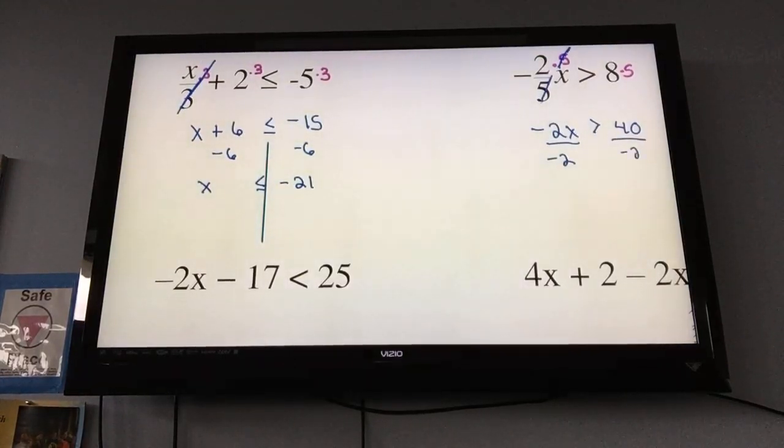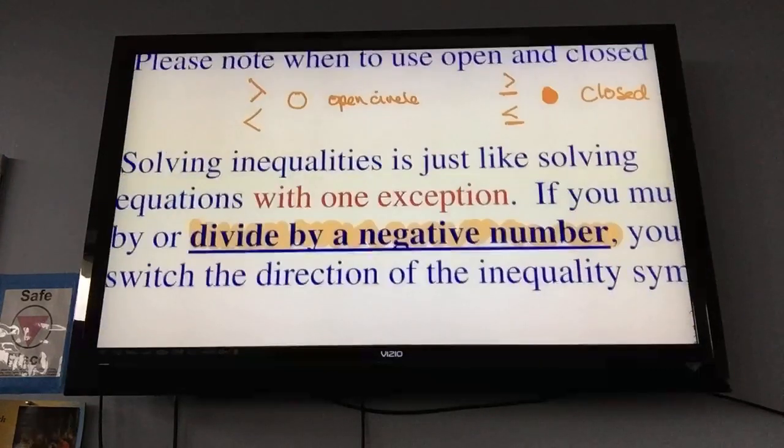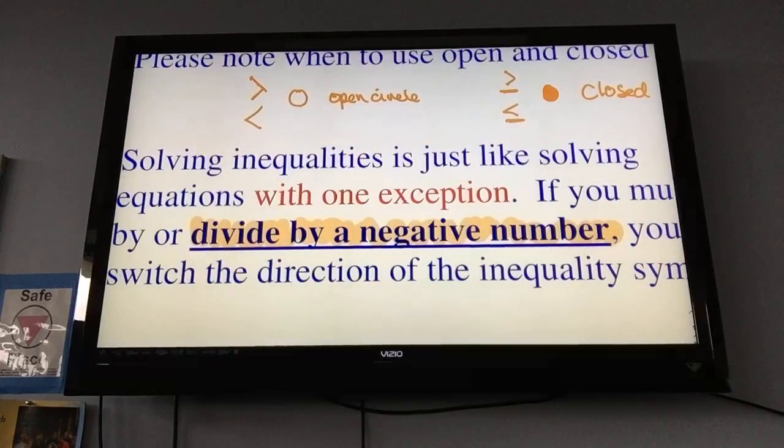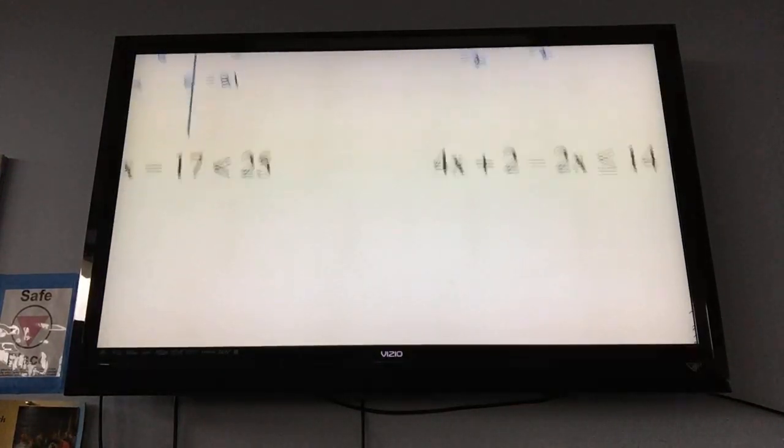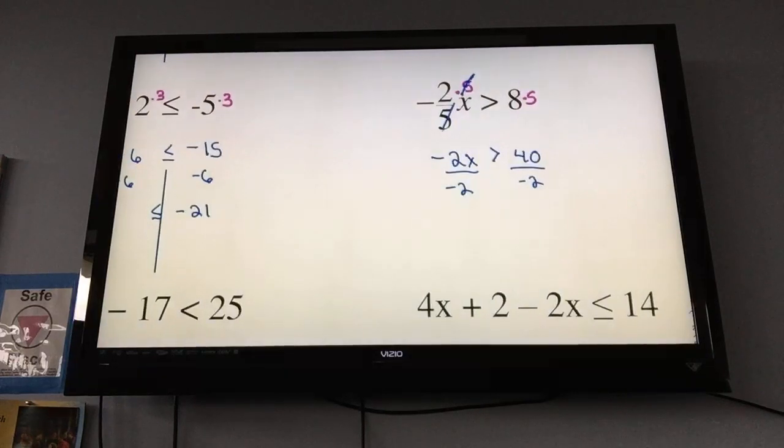And then I divide by negative 2. Ding, ding, ding. Listen to what I said. I divided by negative 2. When I divide by a negative number, I have to switch the direction of the inequality symbol. So this is going to change to a less than. And then 40 over negative 2 is negative 20.